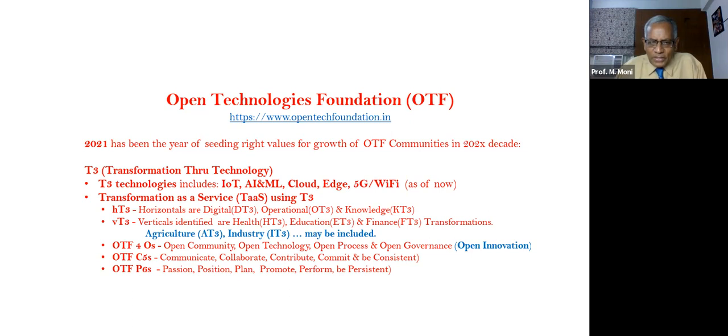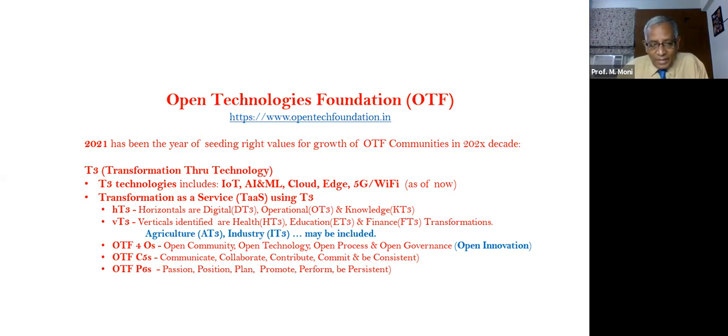And they also identified transformation as a service using this, transformation through technology, TTT. They have identified both horizontals and verticals. In horizontal, they call it digital transformation through technology, operational transformation through technology, and knowledge transformation through technology. Very important when you talk about higher education, and these three horizontal categories are more important. The verticals they have identified are health, education, and finance transformation.